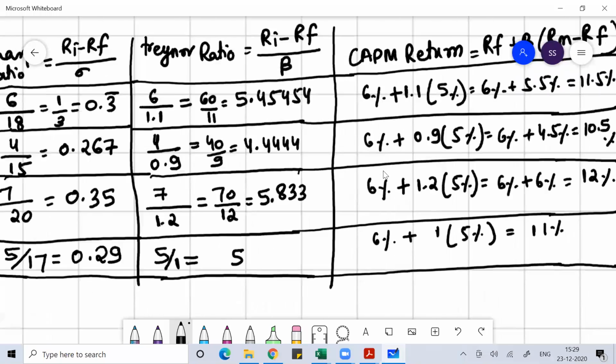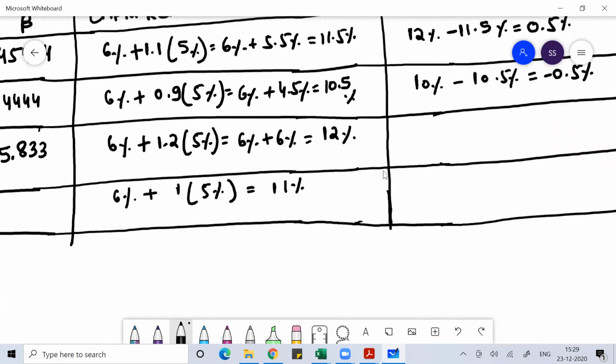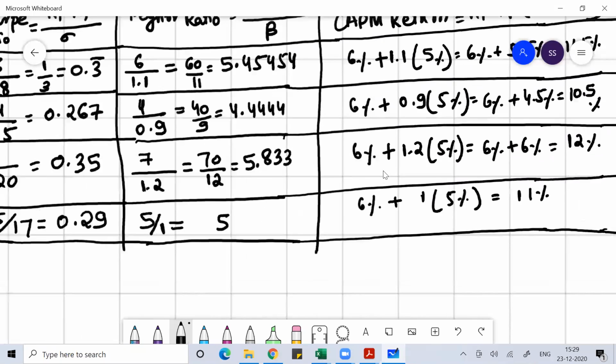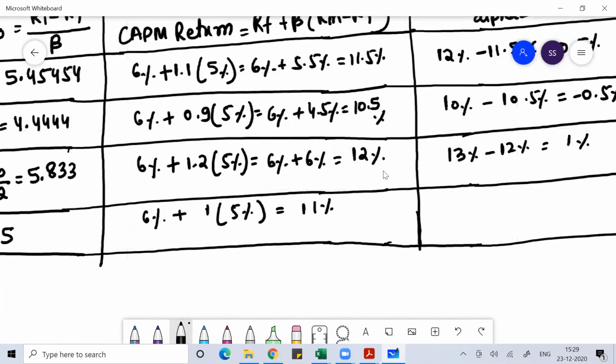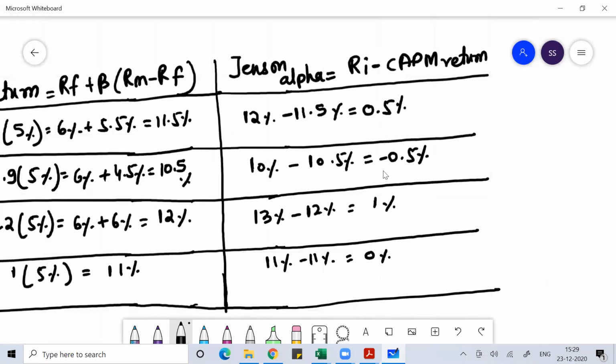Then next one is 13. 13 minus 12 is 1%. Then next one is 11. 11 minus 11 is 0. So this is called Jensen Alpha.